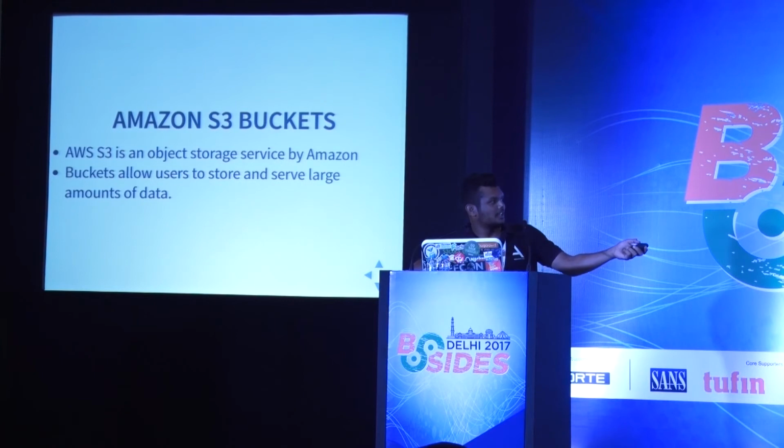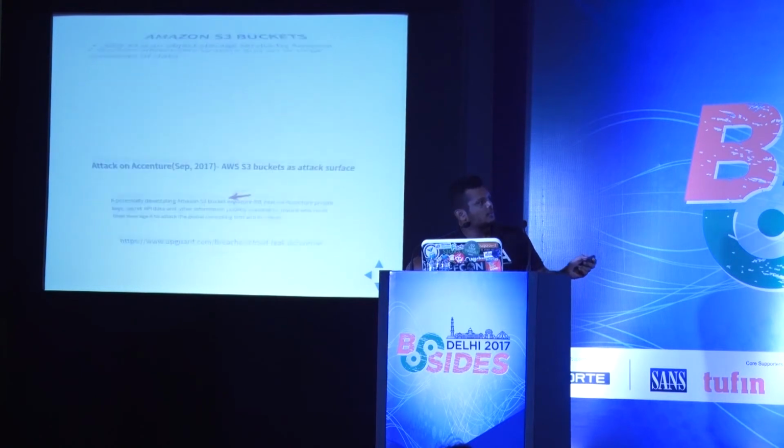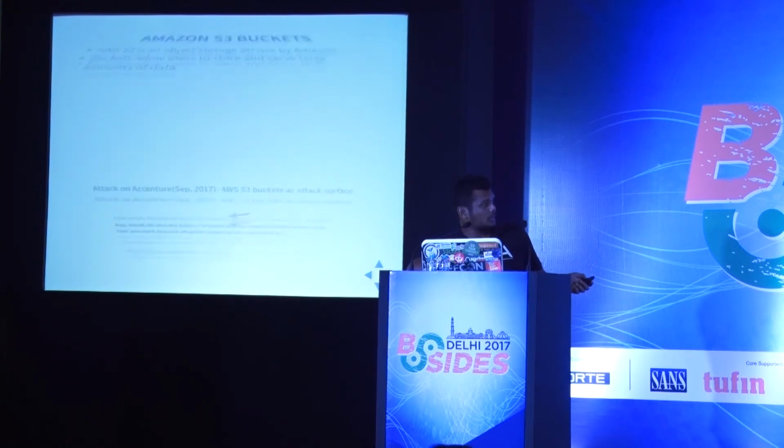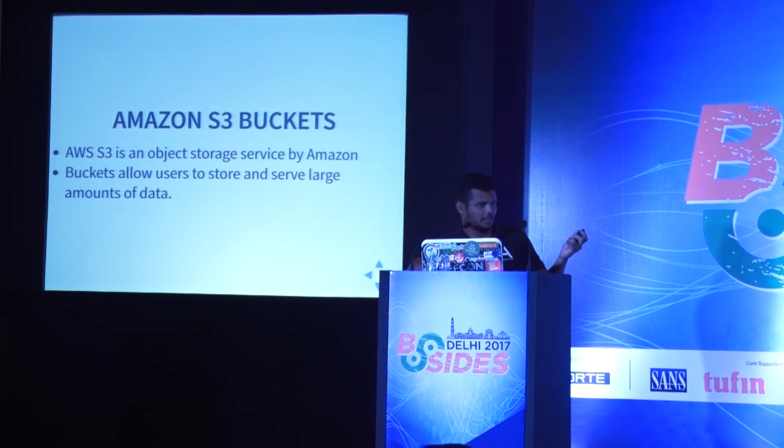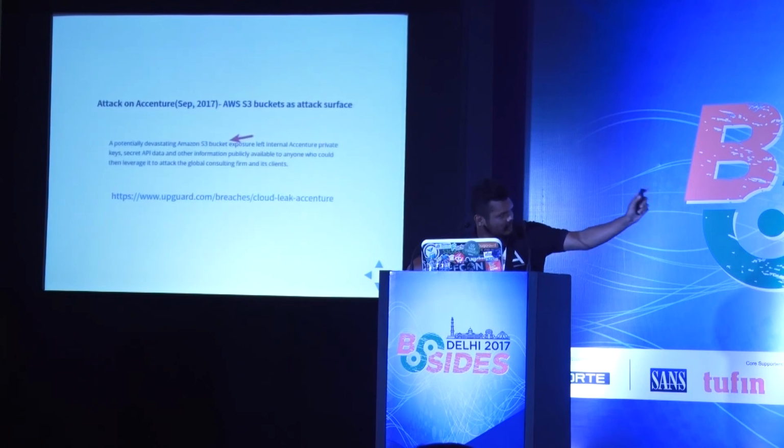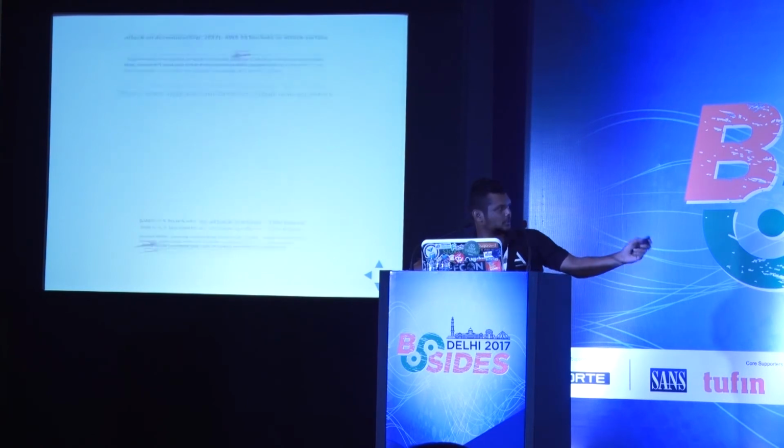AWS S3 bucket is a service by Amazon. It's a storage service, object storage. You can put anything over there. The idea is you can store a large amount of data, and it's fairly inexpensive. Amazon S3 is used by literally everyone, from web developers to massive companies. But the problem is this: in September 2017, there was an attack on Accenture. It was a major attack, and it happened because of misconfigured AWS buckets. That's one attack.